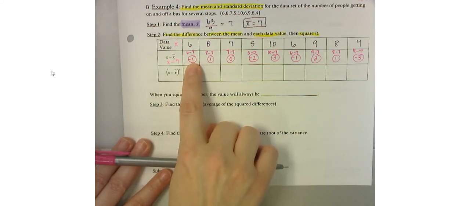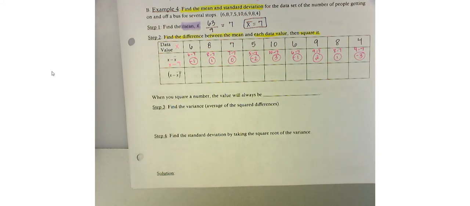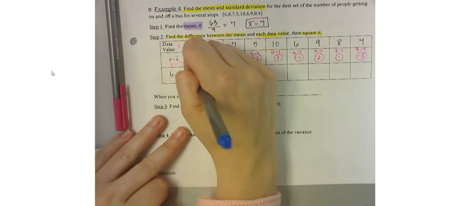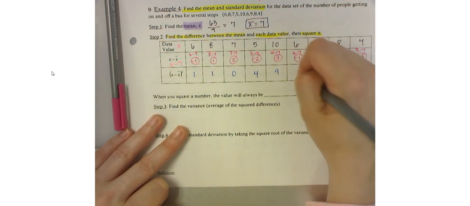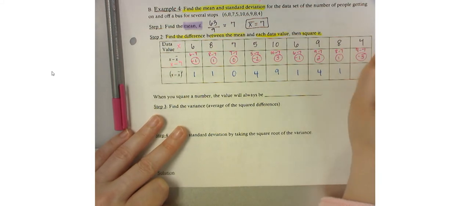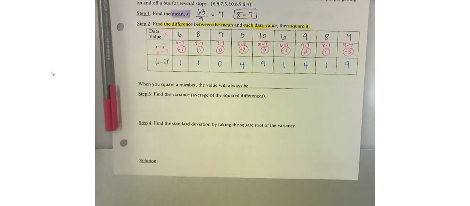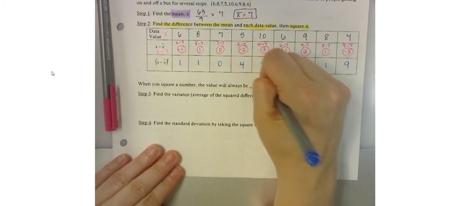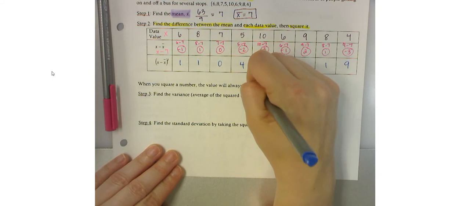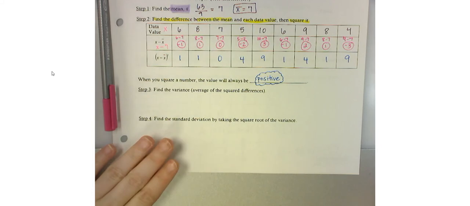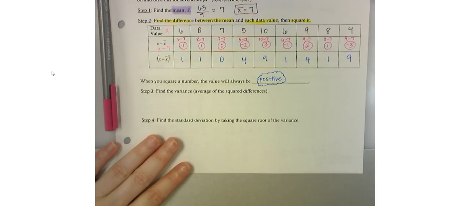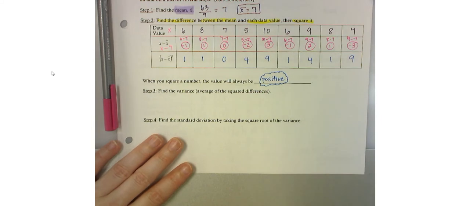Okay, so now we're going to find the variance. To find the variance, that is the average of the squared differences. Okay, you already found the squared differences, right? So here were the differences. This was the squared differences. Here I found the difference. Here I squared it. So aren't these just your squared differences? Okay, so then I just have to find that average.